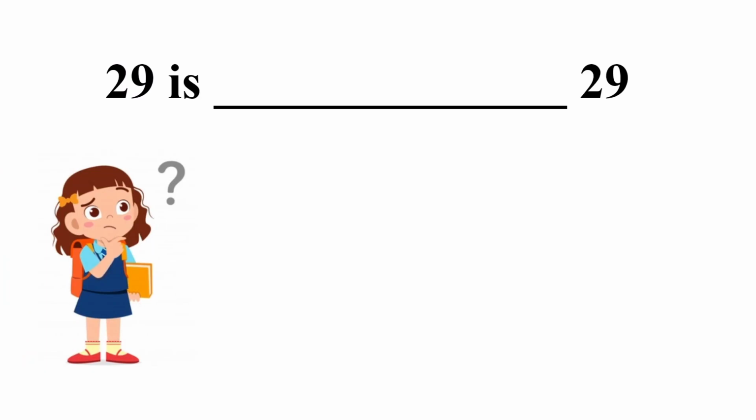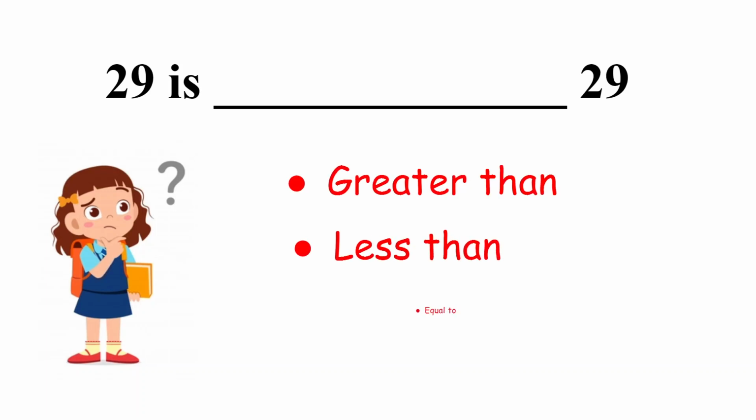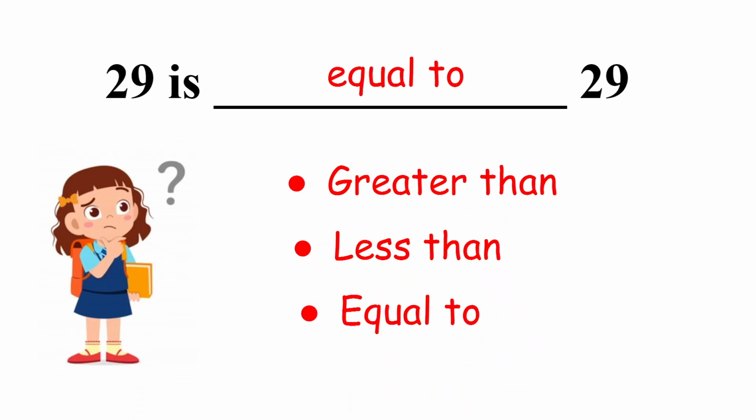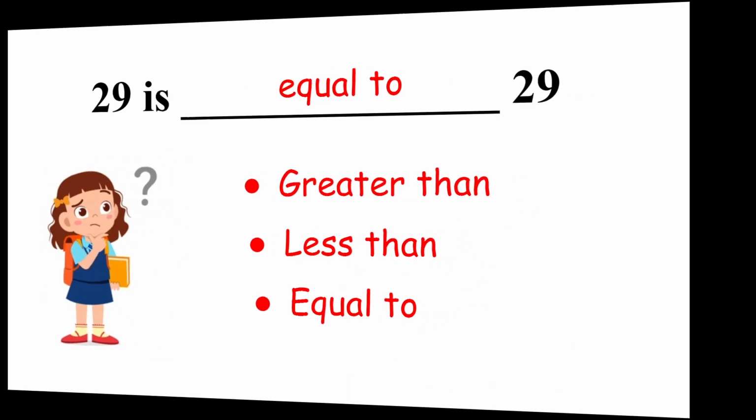Now the last question. 29 is dash 29. Now here also we have two numbers, 29 and 29. Both are the same. So you again have three options. So the answer will be, everyone knows, it is equal to. 29 is equal to 29.